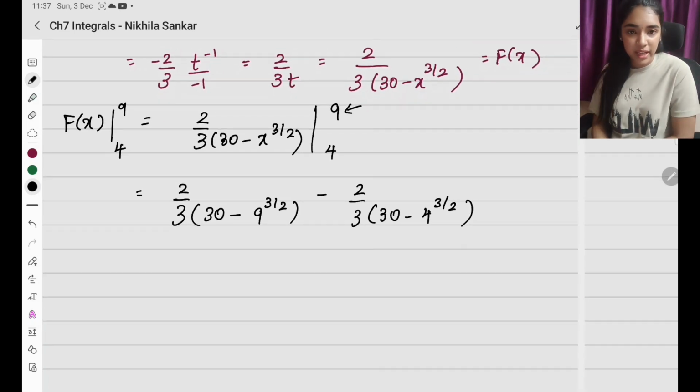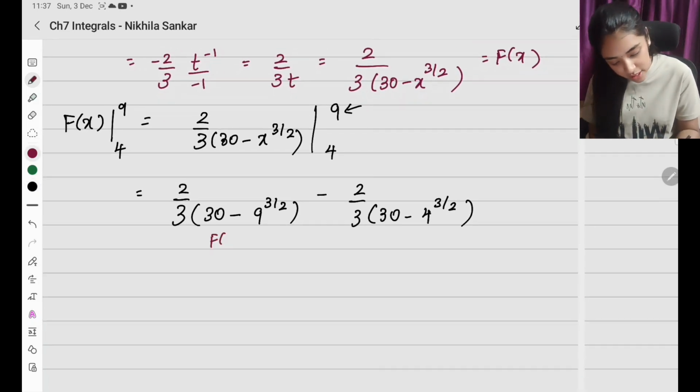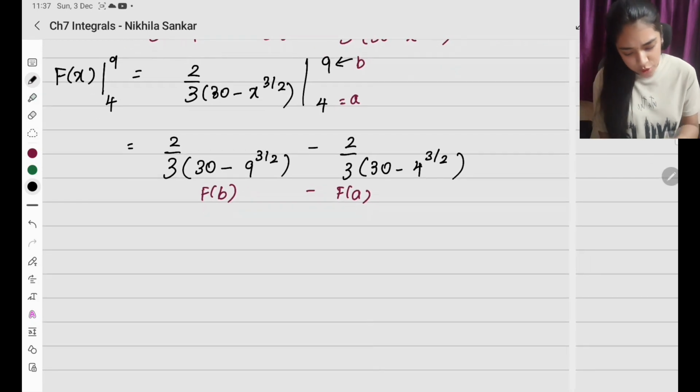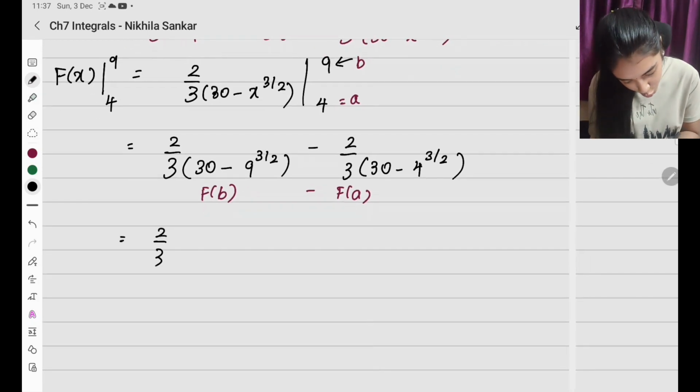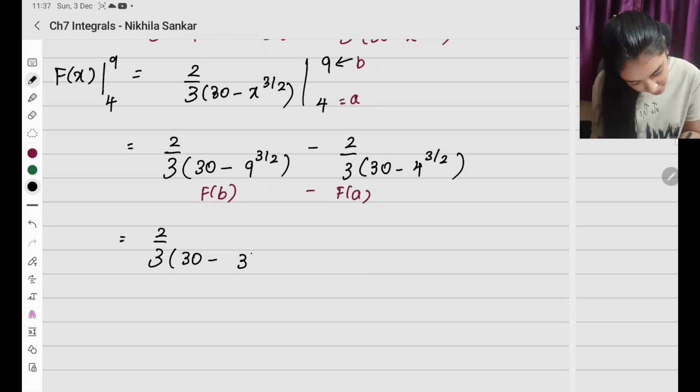f of b minus f of a. This is what I did here. Basically, f of b minus f of a, and this is my b, this is my a. Okay, understood? Now, I have 2 by 3 times 30 minus 9 to the power 3 by 2. How can we write that? 3 square to the power 3 by 2, minus, what do I have here?